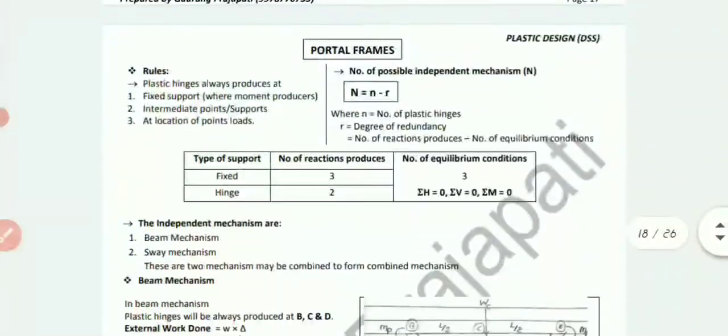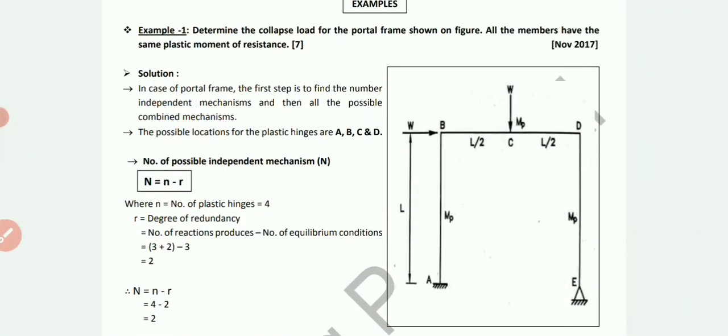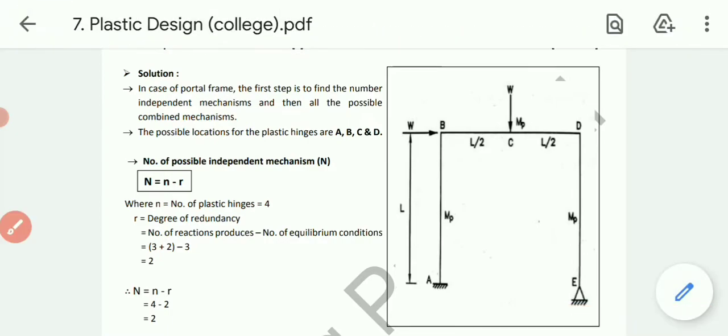Okay, so now the next criteria will be the frame. Talking about the portal frame, this is the last topic of this chapter. Now we need to solve the portal frame. We need to calculate either the collapse load or the plastic moment, whichever has been asked in the data. So let's solve the data first of all.